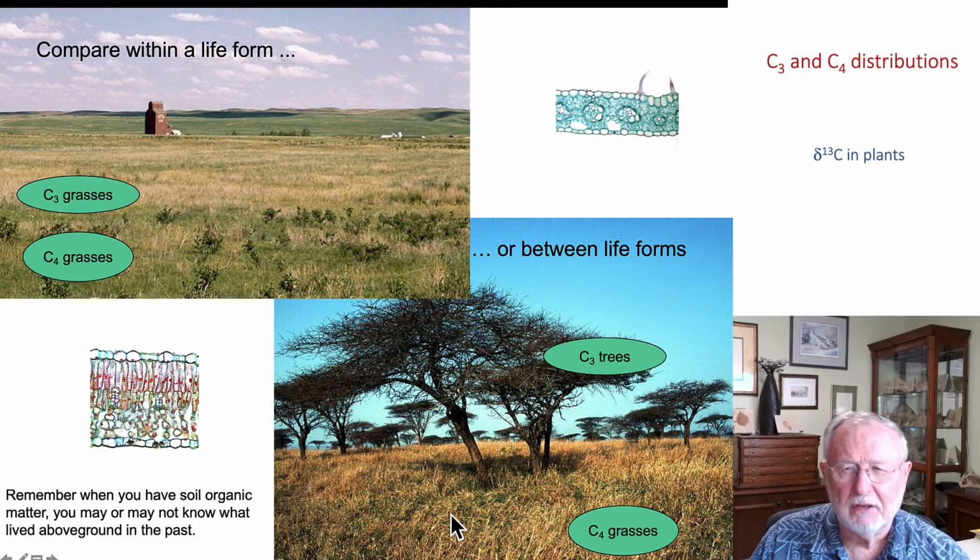Where life gets a little challenging is if we don't have aboveground vegetation and we're looking at the soils. It's important to know that unless we have another biomarker characteristic of the trees that allows it to be distinguished from that of a grass, it's very hard to use carbon isotope ratios to know if we're looking at comparisons within a life form or between life forms.